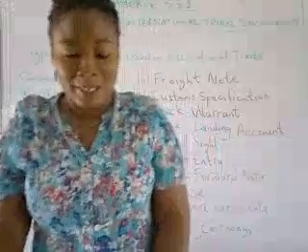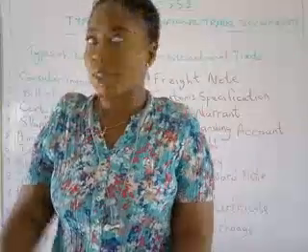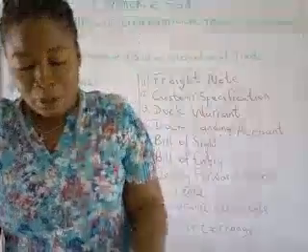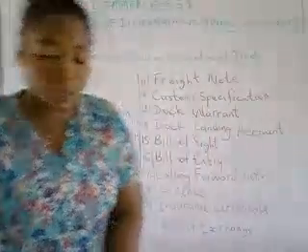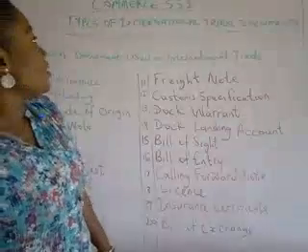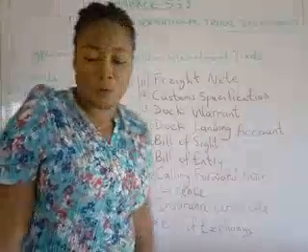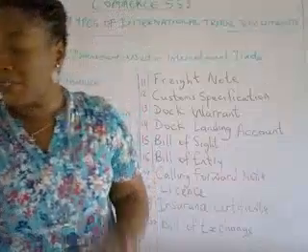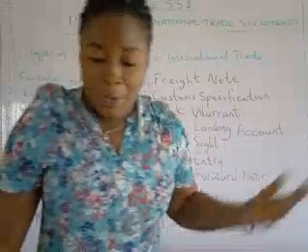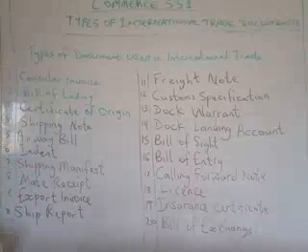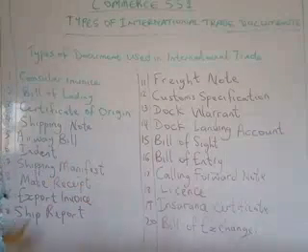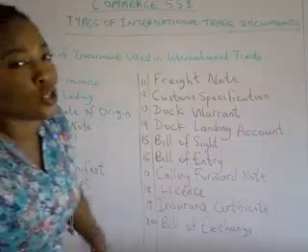So last lesson we talked about warehousing, types of warehousing, and so forth. Now we are going into a new topic called types of international trade documents. I'm talking about foreign and international trade documents. We have 20 documents used in international trade, numbered 1 to 20, so I will just try to make a brief explanation of each.